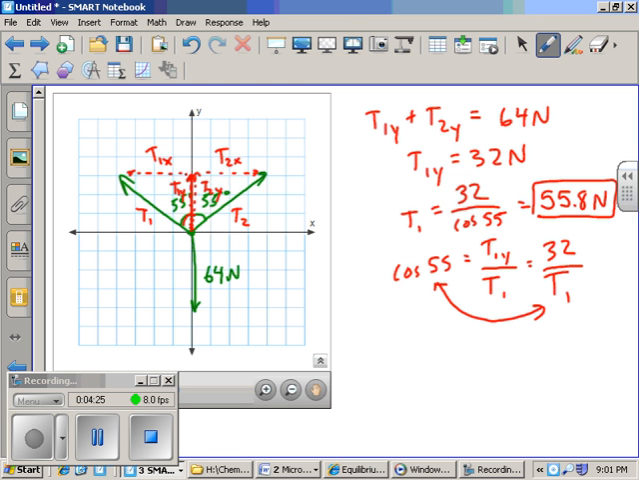T2 has to be exactly the same, because this is symmetrical. We could prove that mathematically if you wanted to go through it. If we calculated T1x, you would have to say that T2x is equal and opposite to T1x, and doing the math, you could calculate that T2 is equal to T1.